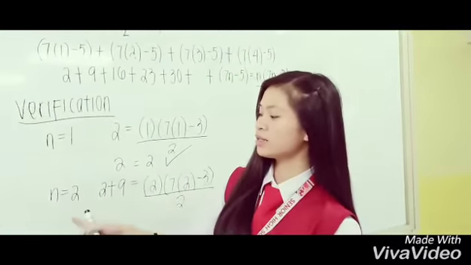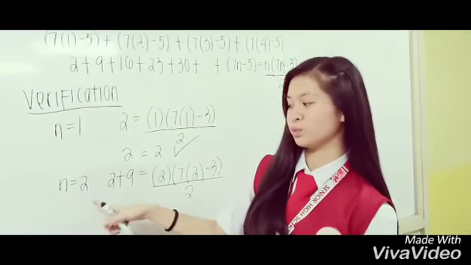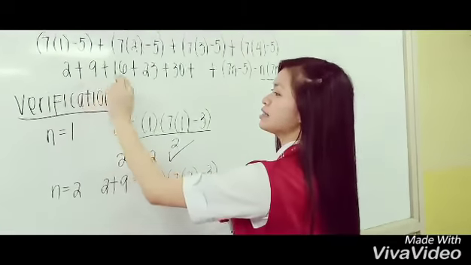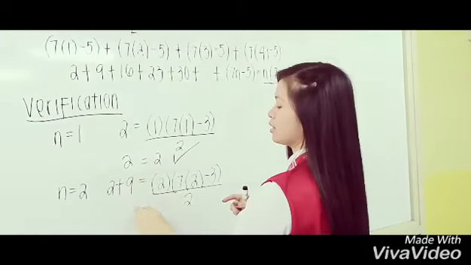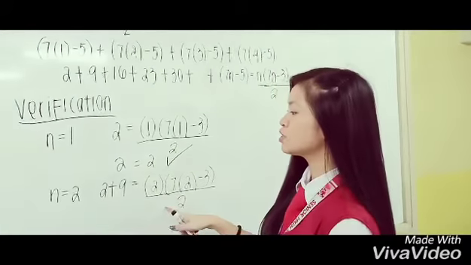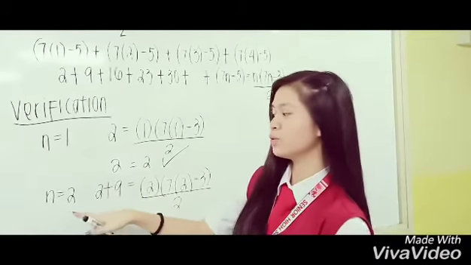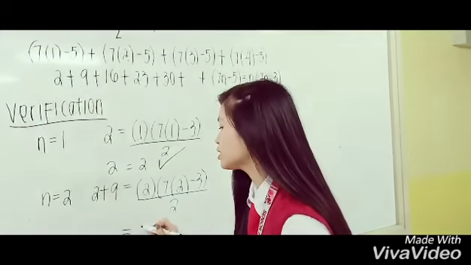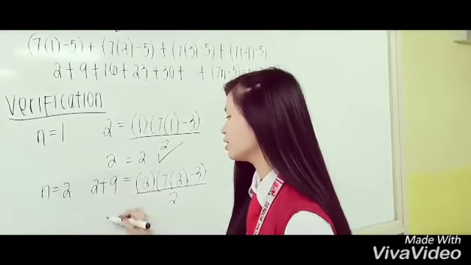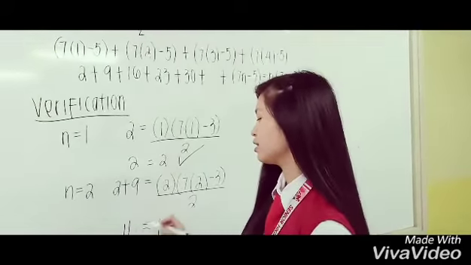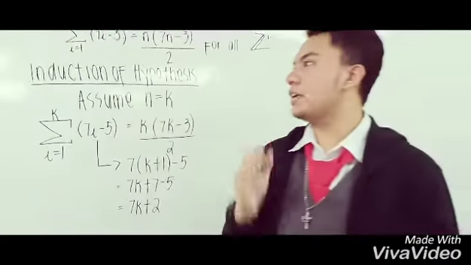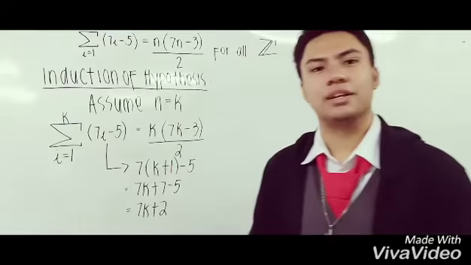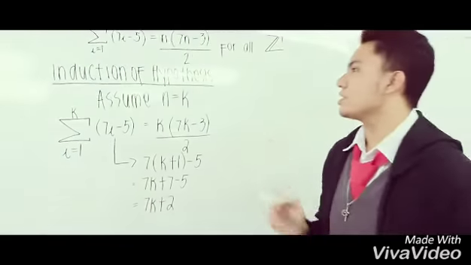So the second one is positive integer 2. We will use the first and second term, 2 plus 9, then we will substitute n to 2, which is the answer is 11. 2 plus 9 is 11, which is true. Now that we are done with the verification, we are now going to move on to the second step, which is the induction of hypothesis.